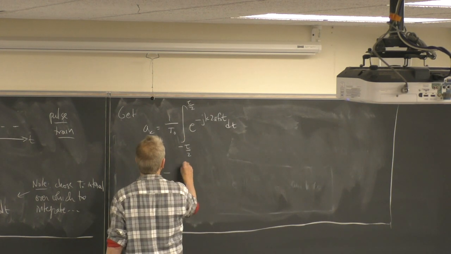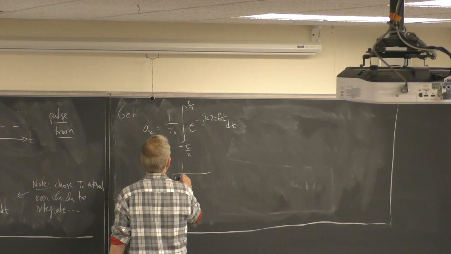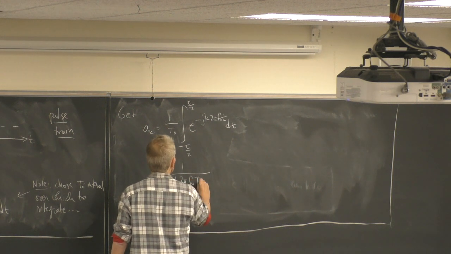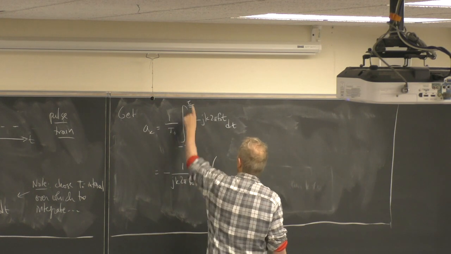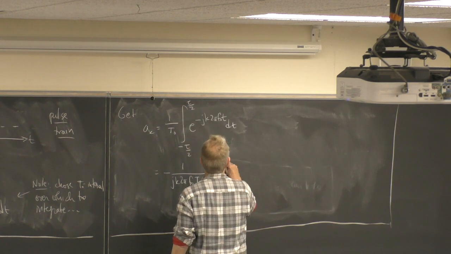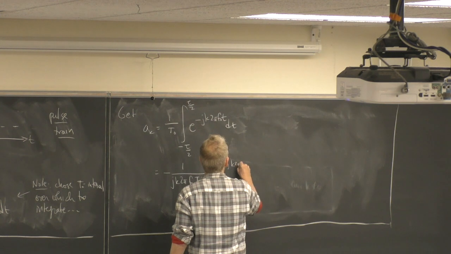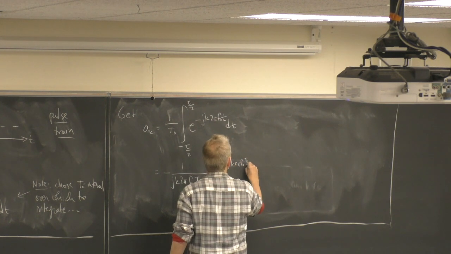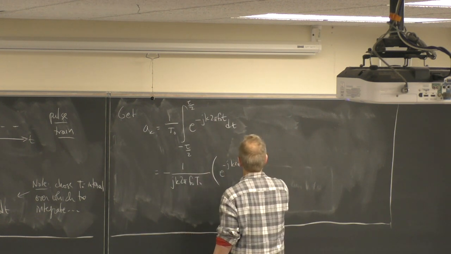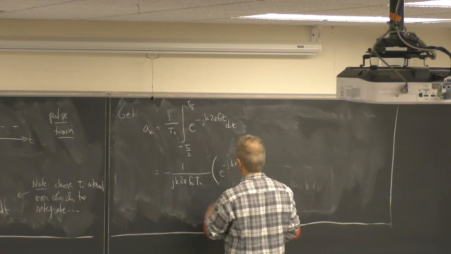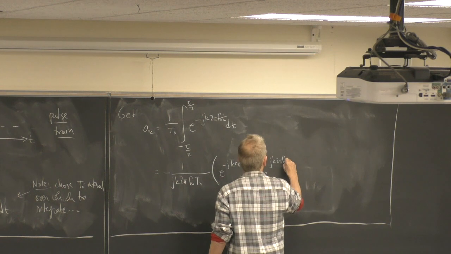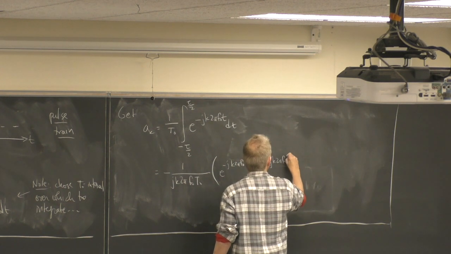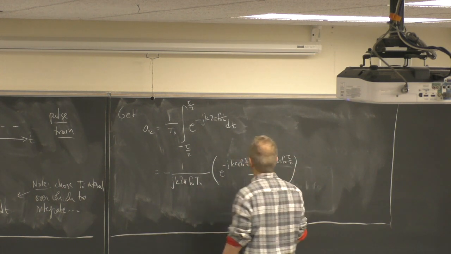So we get minus 1 over j 2 pi f0 T0 times this thing evaluated from minus tau over 2 up to tau over 2. So I get e to the minus jk 2 pi f0 tau over 2 minus, we're going to do the 3-minute break after I'm done with this calculation, so don't worry, e to the plus jk 2 pi f0 tau over 2. That whole thing.